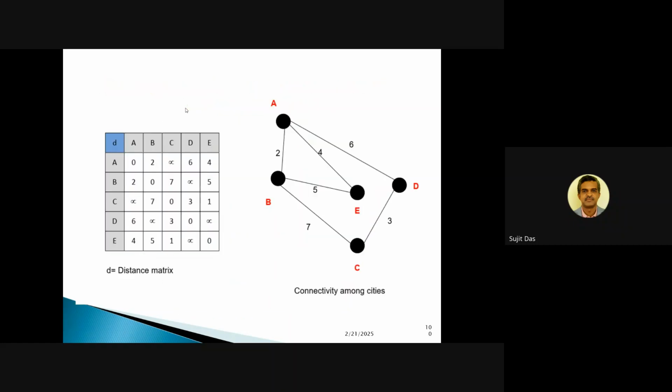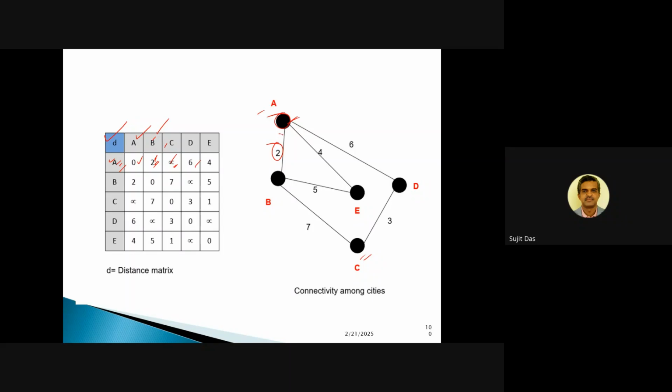Now let's see. This is a matrix representation for the genetic algorithm. A number of representations are possible here. See, distance A to A. A to A, what is the distance? 0. A to B, what is the distance? A to B is 2. Distance A to C: not directly connected, A to C. Not directly connected, that's why you are taking it as infinity.